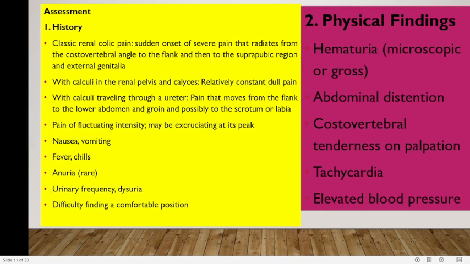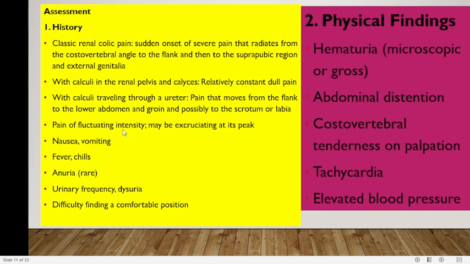Okay, let's look at assessment. In assessment, we have history taking and physical findings, that is physical examination. On history, we have classic renal colic pain. With calculi, the renal pelvis and calyces will have relatively constant dull pain. When the calculi travel to the ureters, you have pain that moves from the flank to the lowest abdomen and groin, possibly to the scrotum. That is where we are going to have the referred pain that we've just talked about.